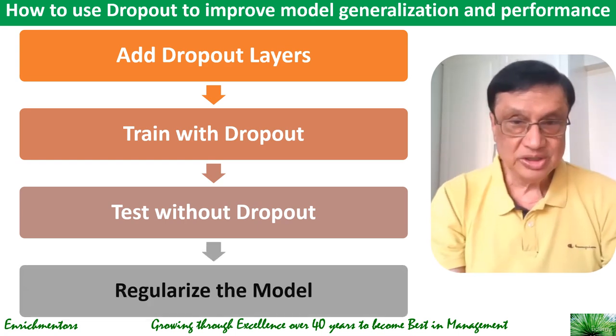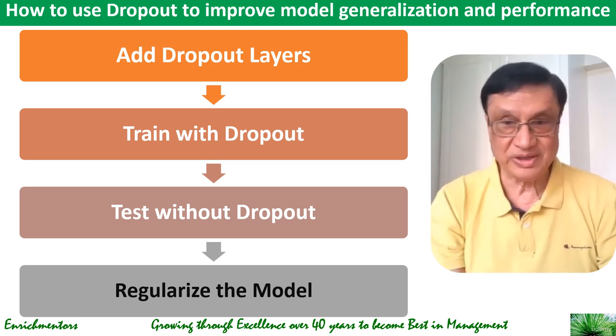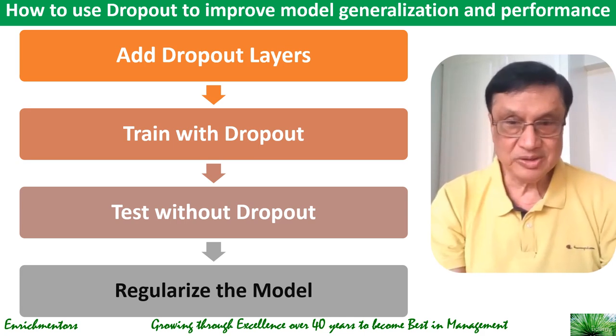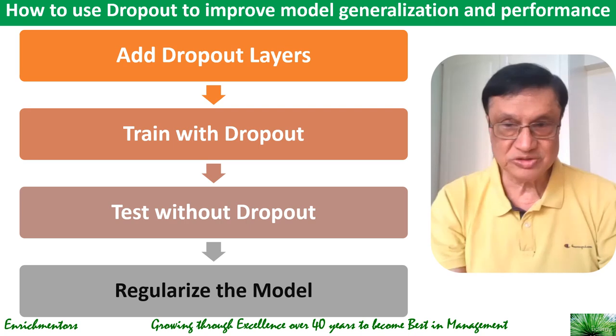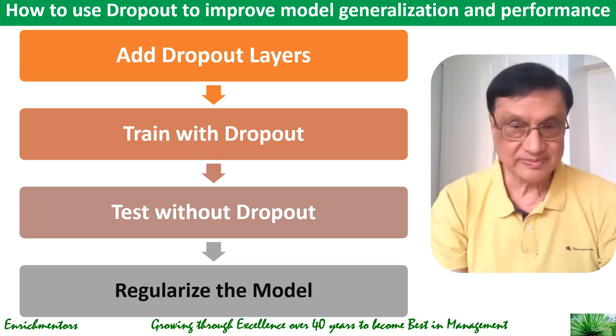Then you regularize the model, where dropouts act as a form of regularization by adding noise to the network and preventing overfitting. By dropping neurons during training, dropouts prevent the network from relying too heavily on specific neurons or features, encouraging the network to learn more robust and generalizable representations.